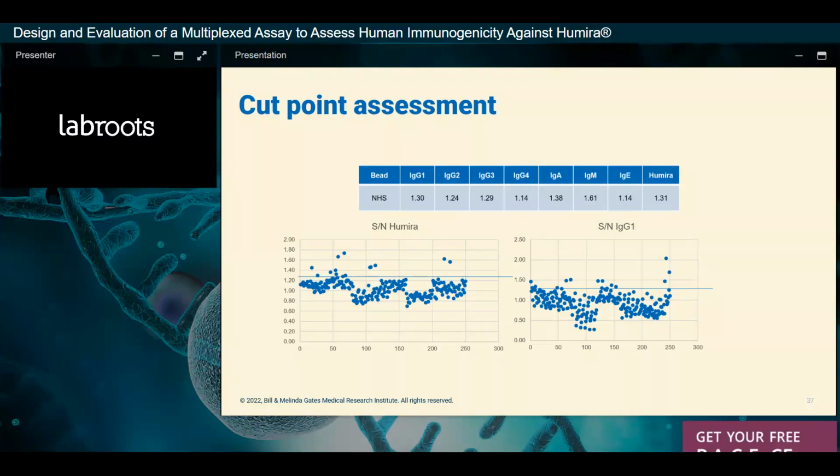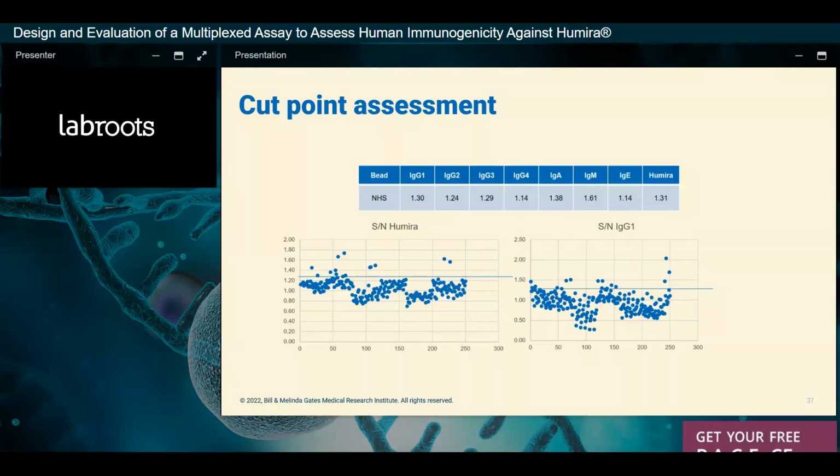and it's those ratios that drive these different cut point values here. And this is a histogram of the Humira bead on the lower left. These are all of the individual drug naive samples that we ran, and you can see where they're falling as far as on our assay. And you can see this blue line here is our derived cut point, which represents approximately 5% of these samples would be above that line and 95% would be below it.